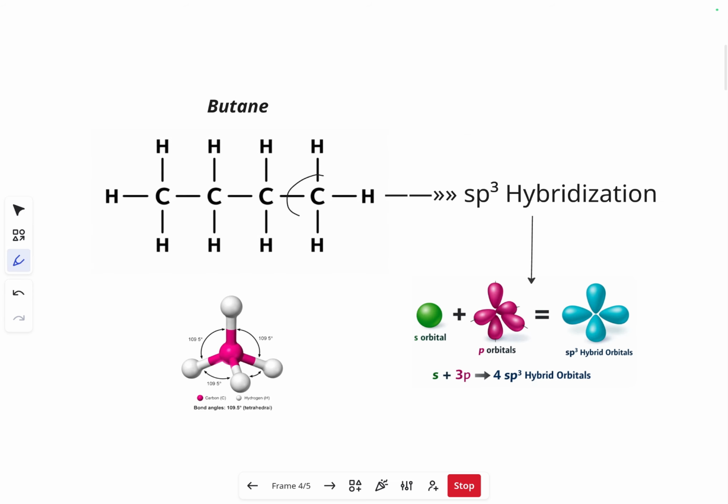In butane, each carbon undergoes sp³ hybridization. This means one s orbital combines with 3 p orbitals to form 4 identical sp³ hybrid orbitals.